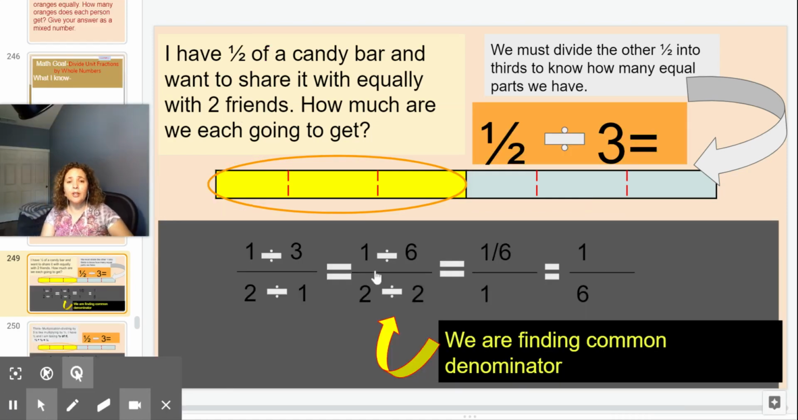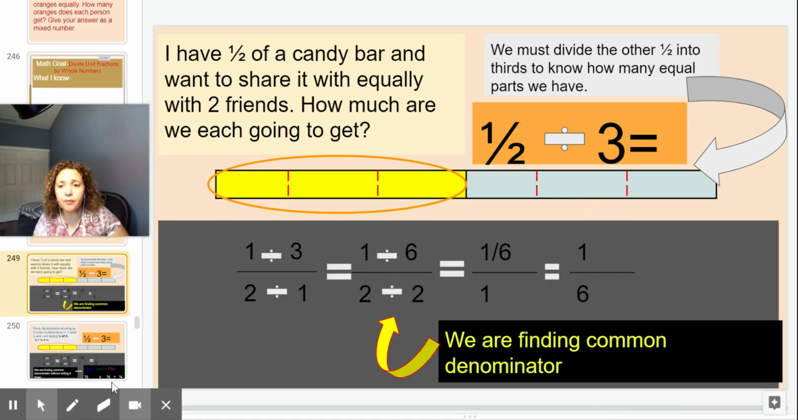Okay, so let's look at the math behind this. All right, so I know that I have 1/2, so there's my 1/2. I'm going to divide it by 3, okay? Divided by 3. Now, remember, when we have a whole number, how can I make it into a fraction? I just put a 1 underneath, right? Makes it 3/1. So this is what my equation looks like, right? I have 1/2 divided by 3 wholes.